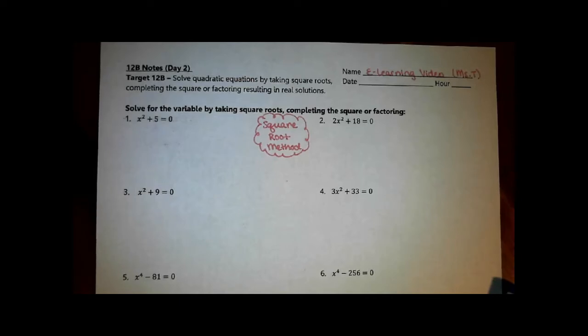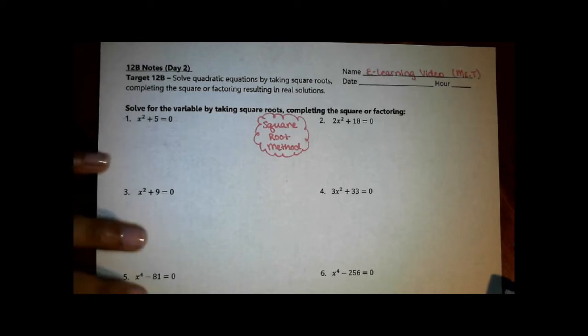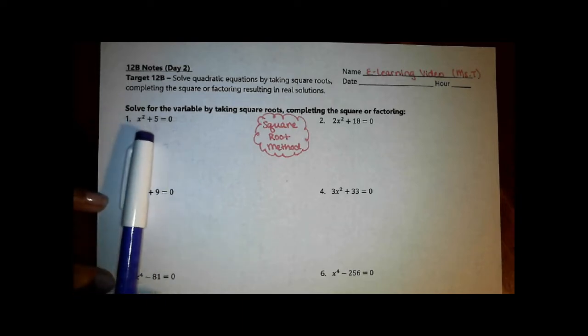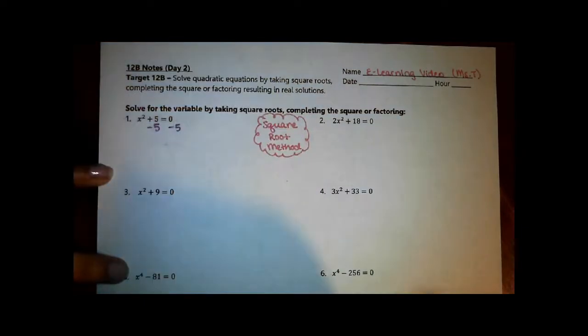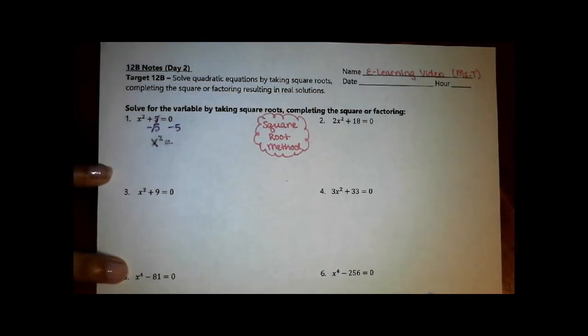We're going to start with the square root method, which we learned in 12B Day 1. So to do that, our first step is going to be to get the x squared by itself. So in this case, that means subtracting the 5 on both sides, right? When we do that, these cancel out, and we're left with x squared equals negative 5.